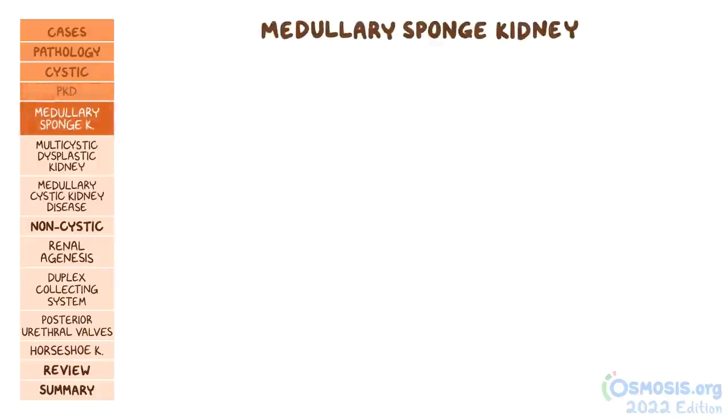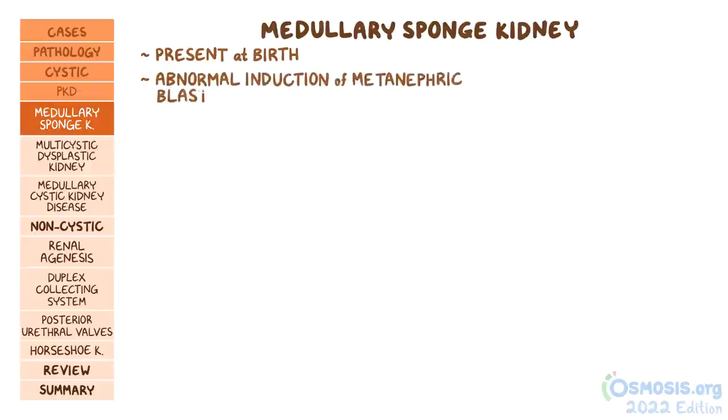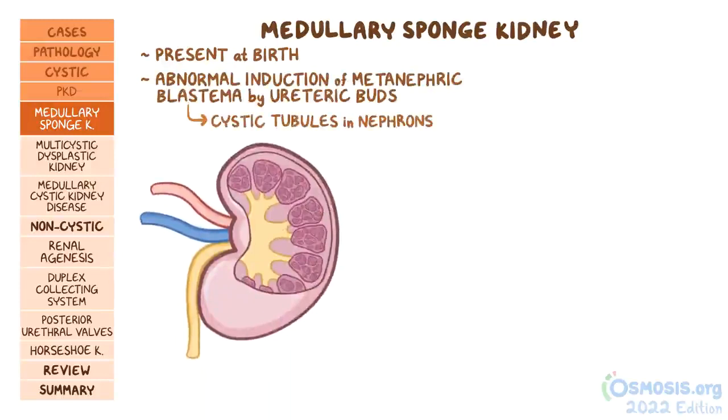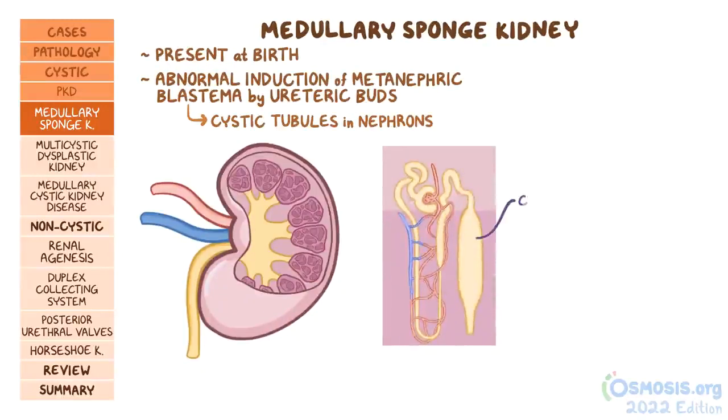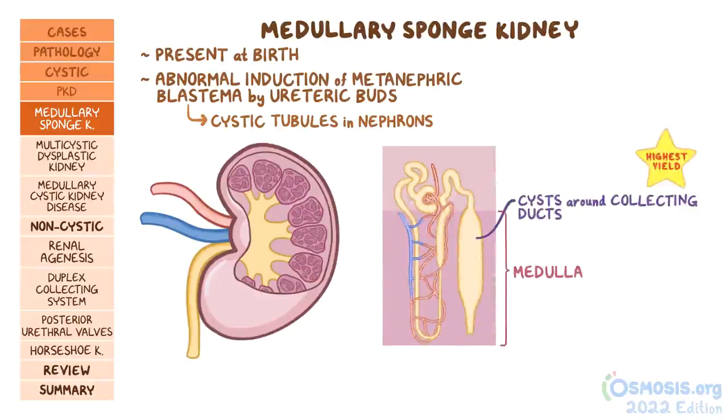Another cystic disorder is medullary sponge kidney. Like ARPKD, this is present at birth. Although the precise mechanism is unclear, there's abnormal induction of the metanephric blastema by the ureteric buds, and cystic tubules develop in the nephrons, which gives the kidney the appearance of a sponge. The hallmark feature is cysts that form around the collecting ducts in the medulla of the kidney, causing them to dilate.